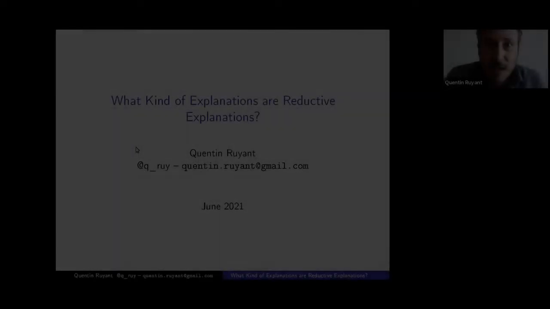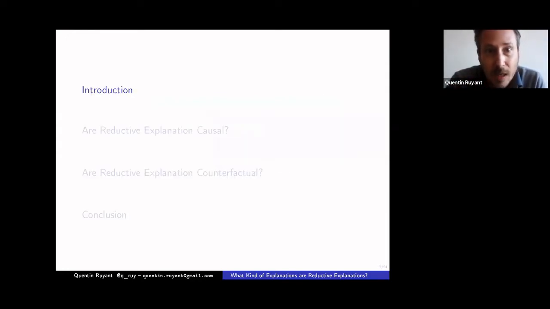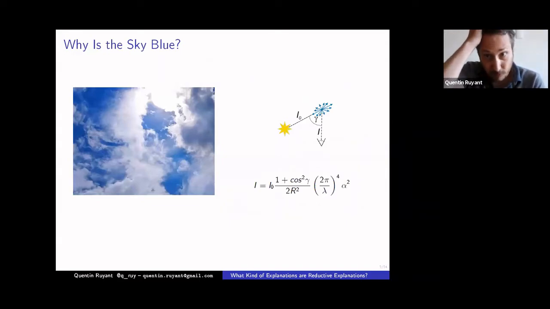So, yes, the question I want to answer is what kind of explanations are reductive explanations? We can start with an example that will serve as an illustration. Why is the sky blue? Maybe you know the answer to this question.